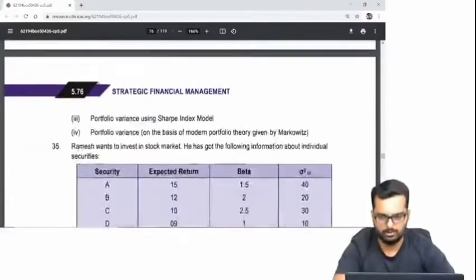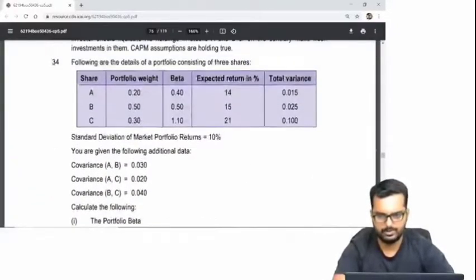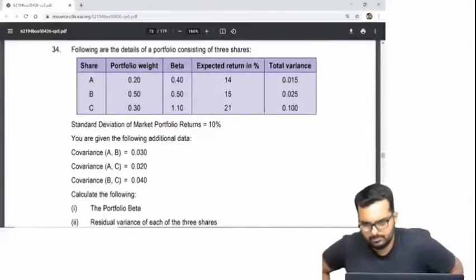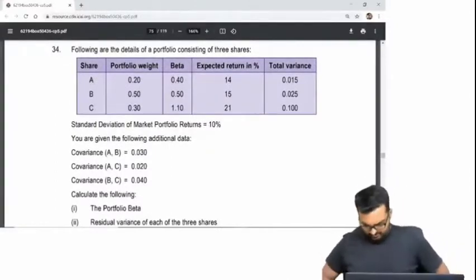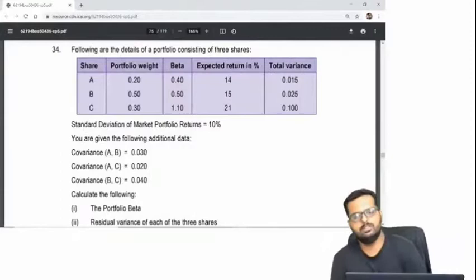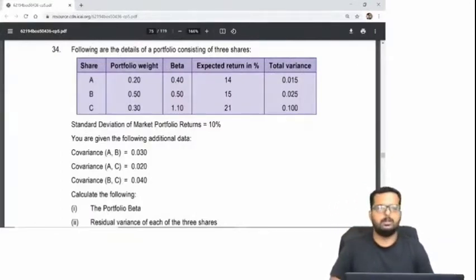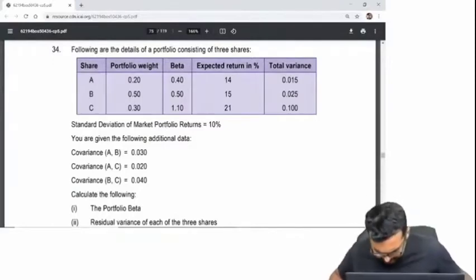Sharp index model. Okay, can you go through this question? We have almost come to the end of this. After this, there are a few questions which we have already done. Let's hope we can complete portfolio today itself.